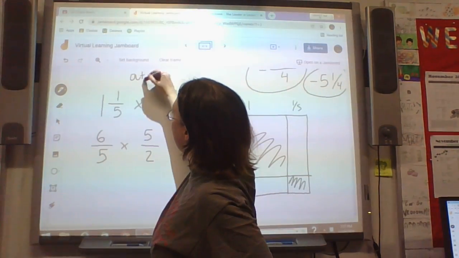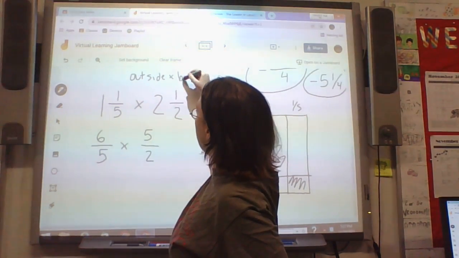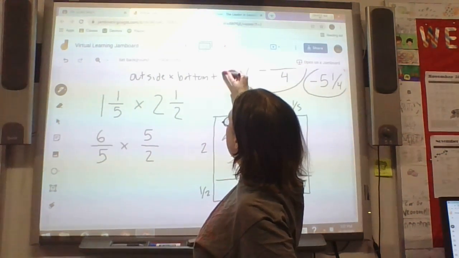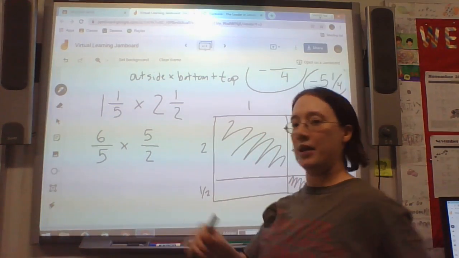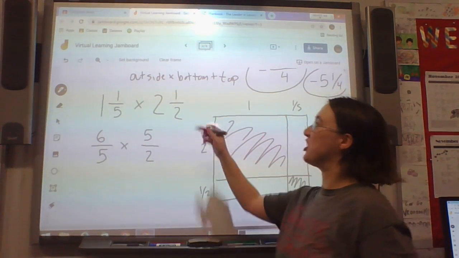So outside times the bottom plus the top, which you probably already have somewhere, but if you didn't take your notes home, that might be a good thing to jot down.